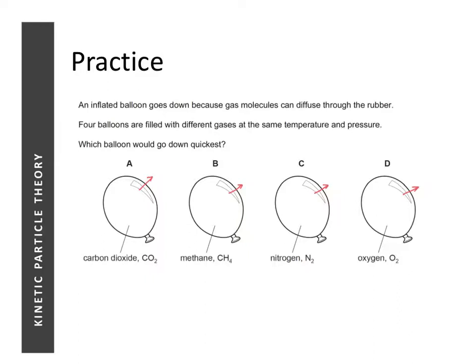In the interest of time, I'm going to give you the masses of the 4 different gas particles straight away. If you want, you can pause and try it yourself first before resuming. So the mass of carbon dioxide is 44, the mass of methane is 16, the mass of nitrogen 28, and the mass of oxygen 32. Okay, so if we compare the masses, we find that methane has the smallest mass amongst the four. What does it mean? It means that it's going to diffuse the fastest, so balloon B will go down the quickest.